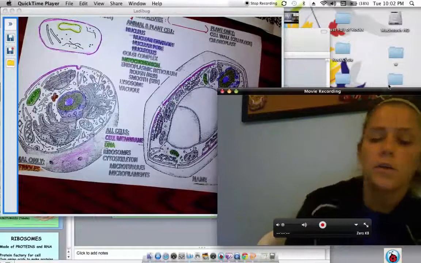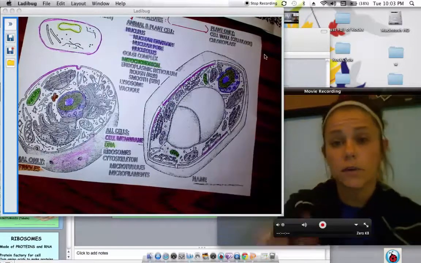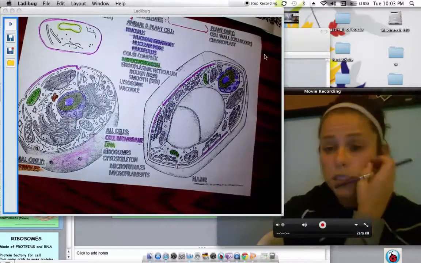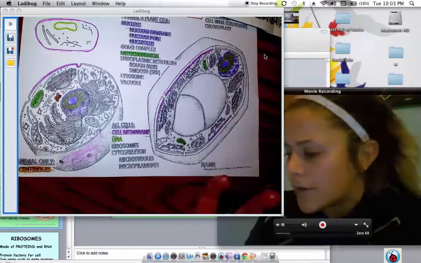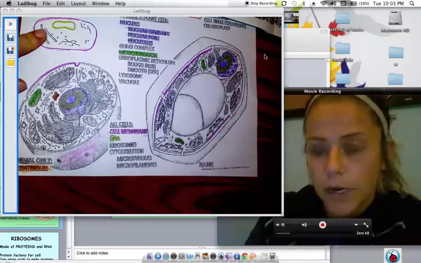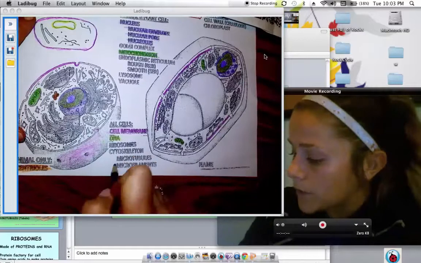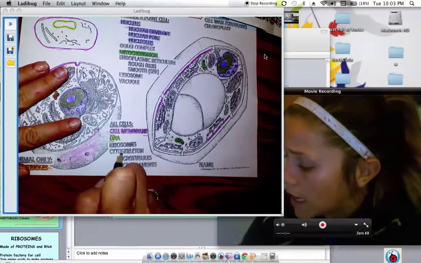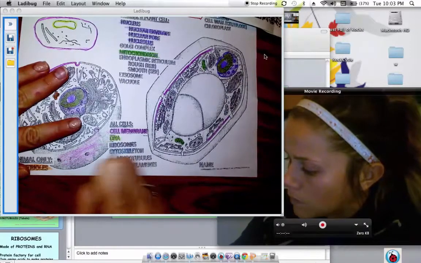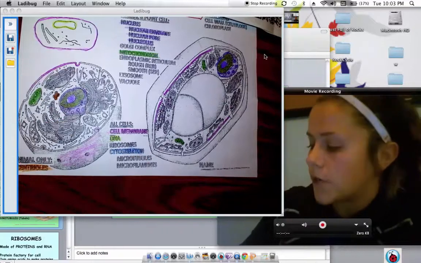Alright, so our next organelle is going to be our cytoskeleton. The cytoskeleton is found in both plant and animal, but we see now it's found in our prokaryotic cell. It's going to be found in all of our cells, so let's go ahead and color cytoskeleton. We'll color that blue here.